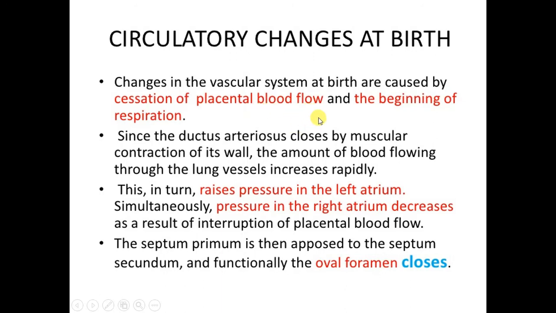So, there is the beginning of respiration of the baby. What will happen? The ductus arteriosus should be closed, and pressure in the left atrium will rise. Pressure in the right atrium will decrease. That will cause the foramen ovale to close. So these two things, the ductus arteriosus as well as the foramen ovale, need to be closed so that there is no shunting of blood from the right side towards the left side, because now the lungs are functioning.